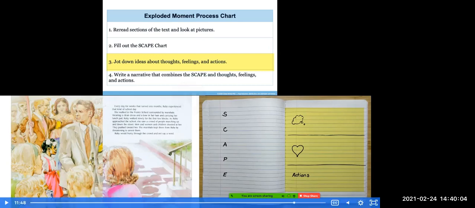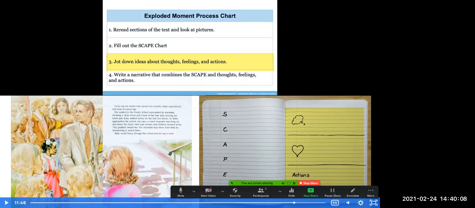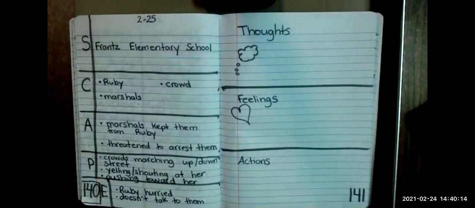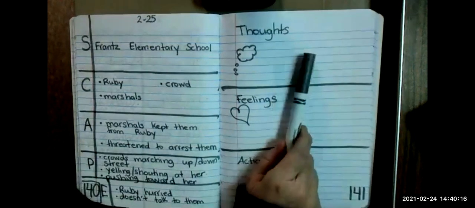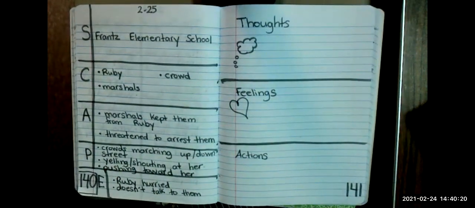Okay, so let's go back and look at our chart together. So what do you think? What are some things that Ruby may have been thinking when she saw the crowds marching up and down the street? And when she heard them yelling and shouting at her, and when they were pushing towards her, what could she have been thinking?